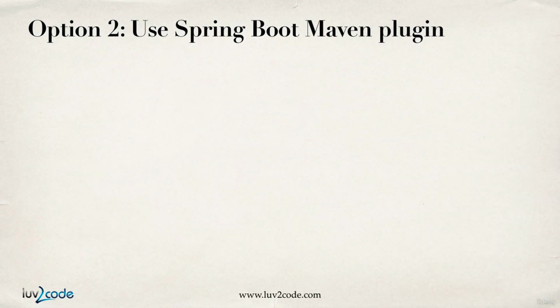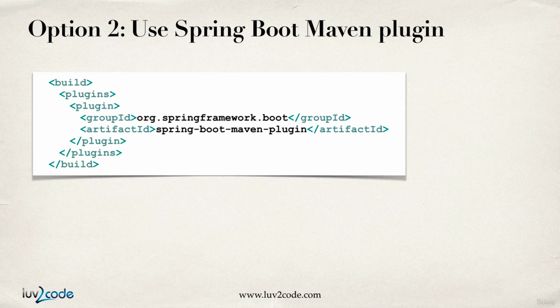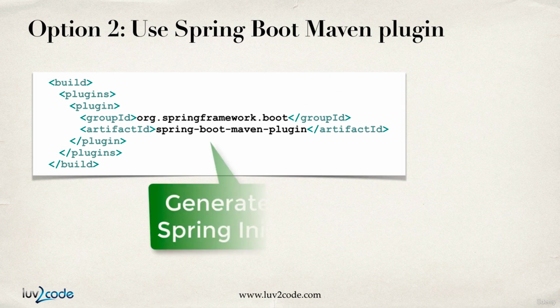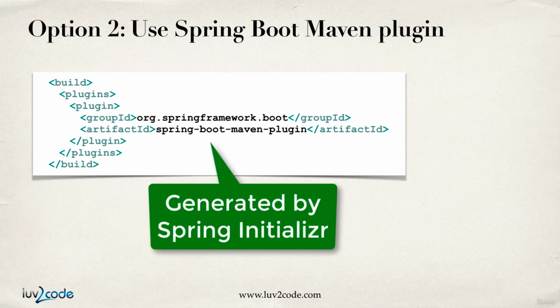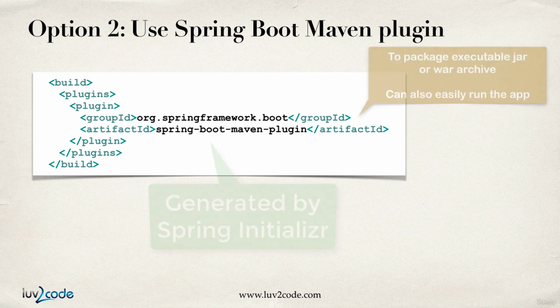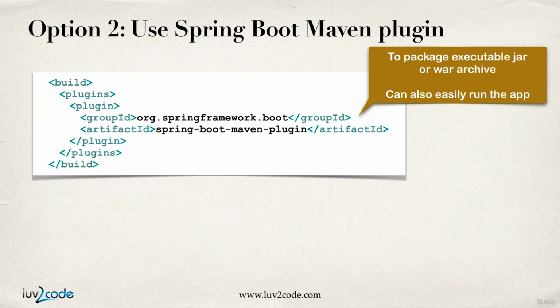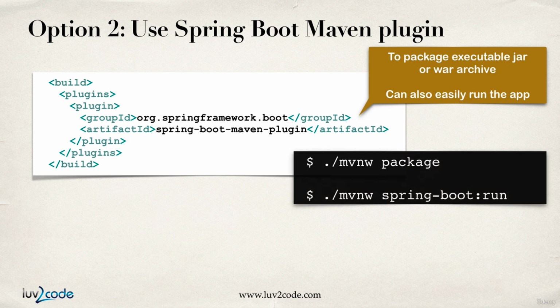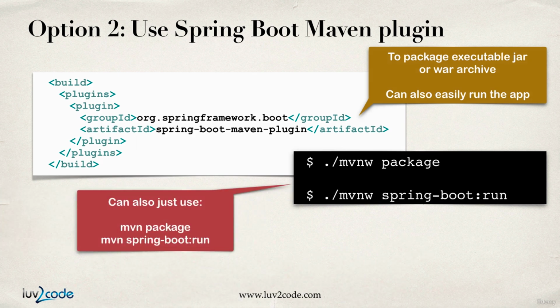All right, a bit more on the specifics of this Spring Boot Maven plugin. In your pom.xml file, you already have this entry that was generated by the Spring Initializr. We have this plugin for the artifact ID of spring-boot-maven-plugin. We can use this plugin to package an executable jar file or a WAR file, and we can also use it to easily run our application. To package our application, we say mvnw package, and then to run our application using the Spring Boot plugin, we say mvnw spring-boot:run. And remember, we can also just use mvn package or mvn spring-boot:run if we already have Maven installed.